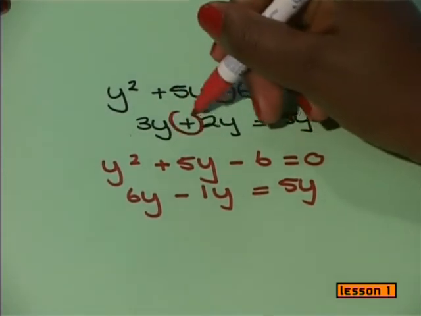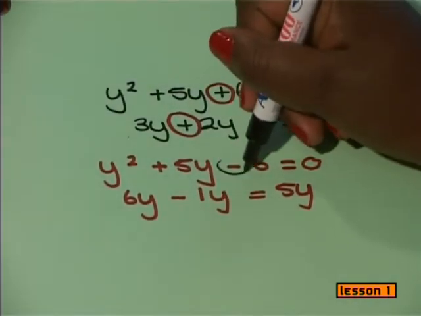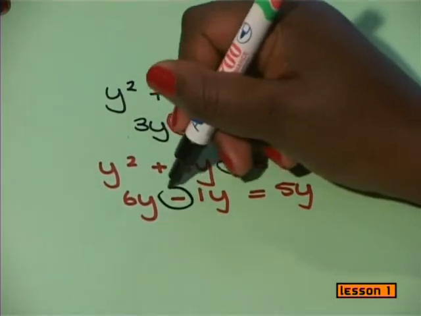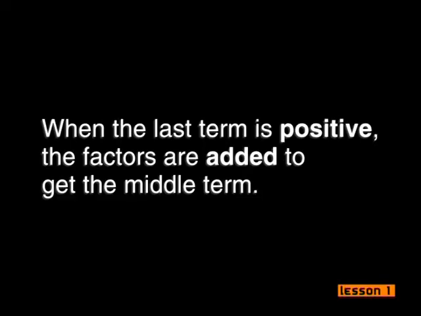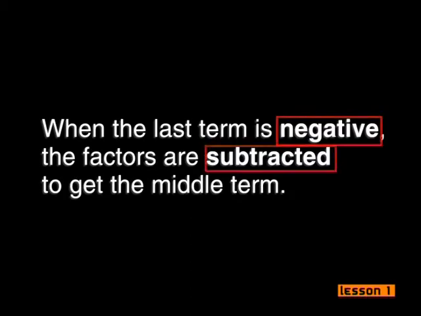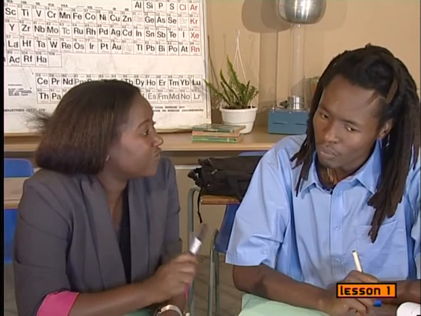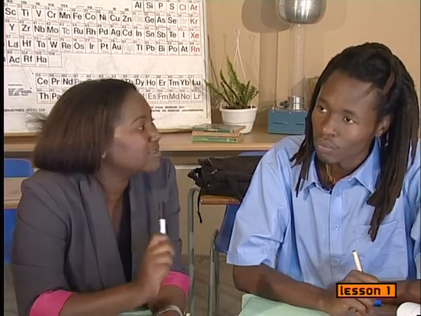The sign of the last term tells us whether we must add or subtract in order to find the middle term. In other words, if the last term is positive, then the factors are added to get the middle term. This means that both terms must be negative or both terms must be positive. When the last term is negative, we must subtract the factors to get the middle term. This means that the terms will have different signs and the larger term will take the sign of the last term. And if we use this clue, it makes it easier for us to work out which factors we need to use in the brackets.